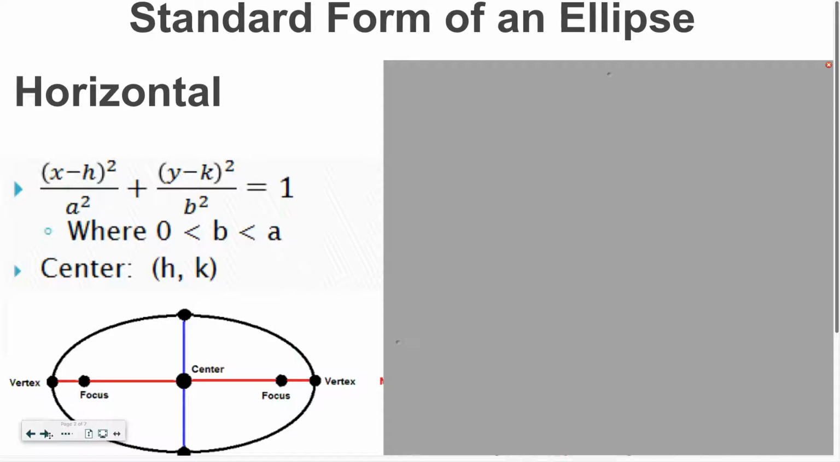Well, a and b are going to be numbers. So you could have like 25 or 36 down there for your denominator. We do want the standard form equation to equal 1 so that we can identify a and b. Notice how a is bigger than b. And since a is associated with x minus h squared, that's how we know this is going to be horizontal, because a, which is bigger, is associated with x.